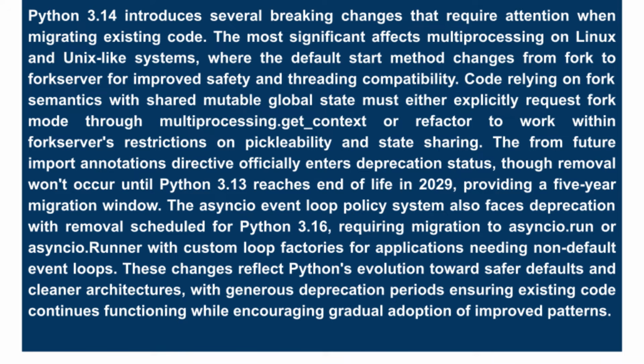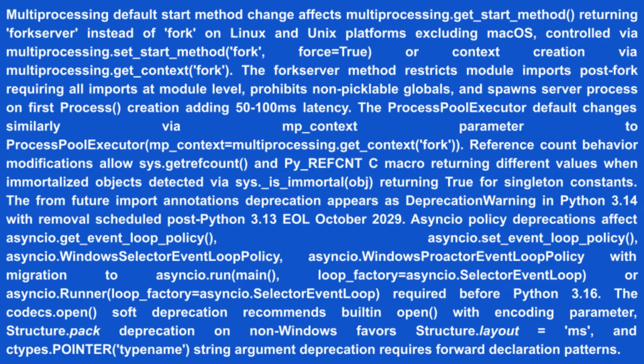The from __future__ import annotations directive is now considered deprecated. It won't be removed until Python 3.13 reaches end of life in 2029. But the writing is on the wall. The new deferred evaluation makes it unnecessary. We are also seeing the asyncio event loop policy system deprecated, and it will be removed in Python 3.16. You should migrate to asyncio.run or asyncio.run with a custom loop factory if needed.